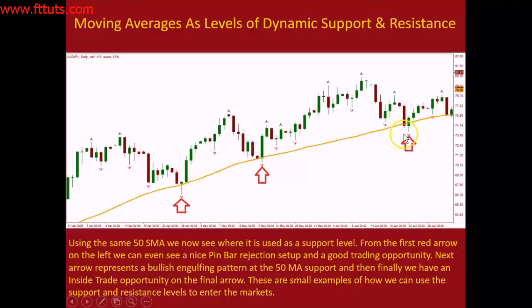And then finally we have inside trading, with the market trading with 3 candles inside of this candle here, and then finally we break out and start moving to the upside. It looks like maybe price was starting to decline here and the trend was getting weaker, but you can use your simple moving averages as levels of dynamic support and resistance.